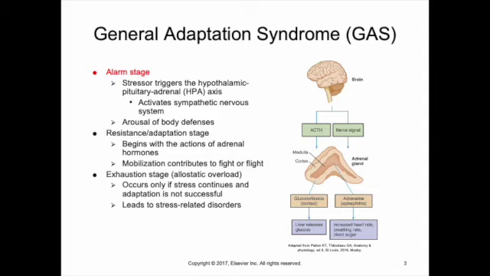Allostatic overload is the cumulative wear and tear on our body system due to stress. This exhaustion stage is associated with the development of stress-related disorders such as chronic fatigue, anxiety, depression, and various physical illnesses. So it's important that we learn how to manage and alleviate stress during these stages so that we can prevent the long-term negative effects that can occur.